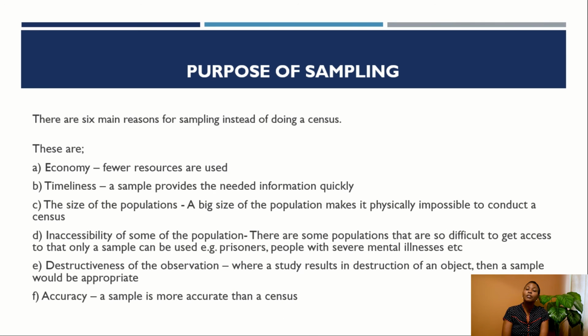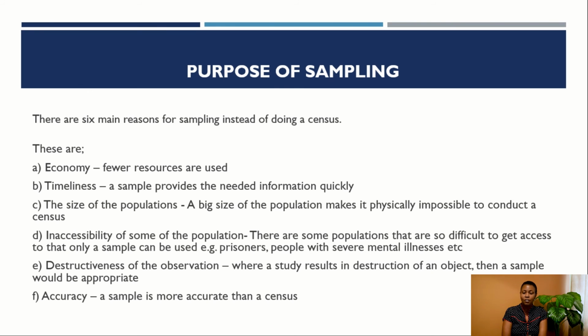Having looked at the terminologies and defined those terminologies, what are the purposes of sampling? There are 6 main reasons why we conduct sampling instead of conducting a census. And these are: 1, it is economic. We use fewer resources when we are sampling than when we use the whole population. The other factor is timeliness. A sample provides the needed information quickly because it is accessible.